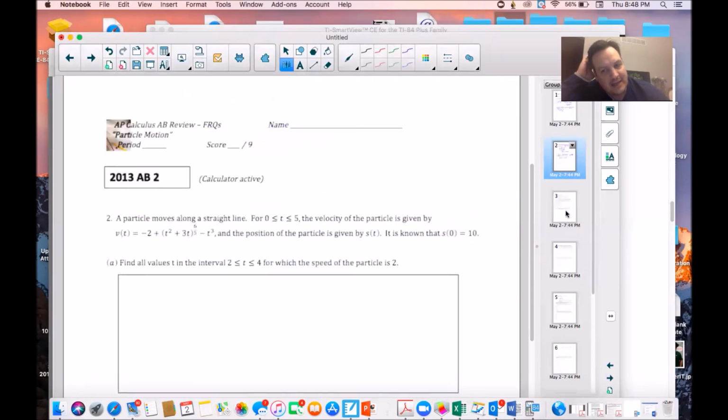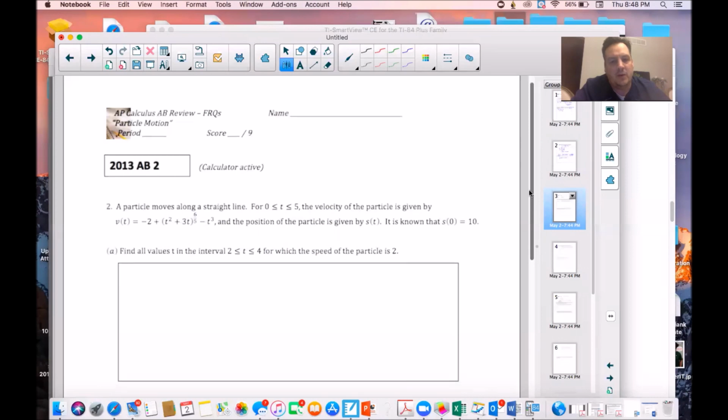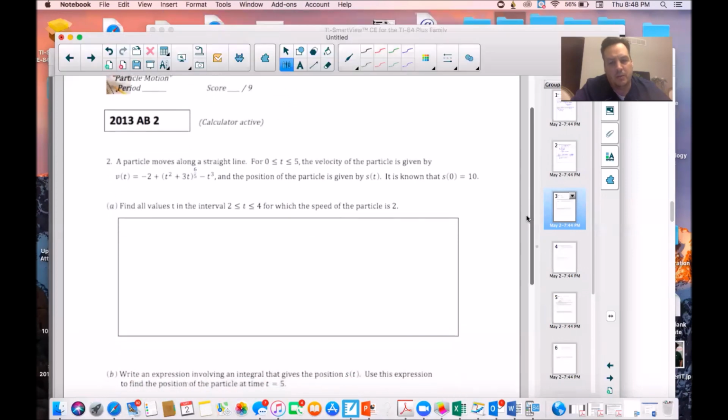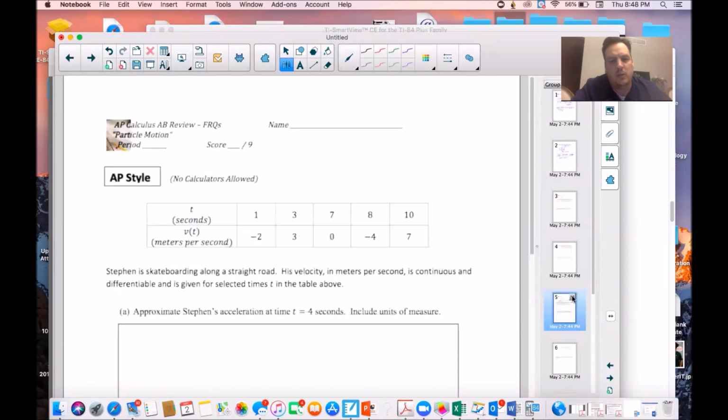So I'm going to jump ahead a little bit here. If you have the packet, I'm going to skip this next one. This is another one that's very similar to what we just did from 2013, but I wanted to show you how they're all kind of similar in nature. If you have time and you want some more practice, you can definitely do that one, and you're going to realize it looks a lot like what we just did. So it's a neat one to look at.